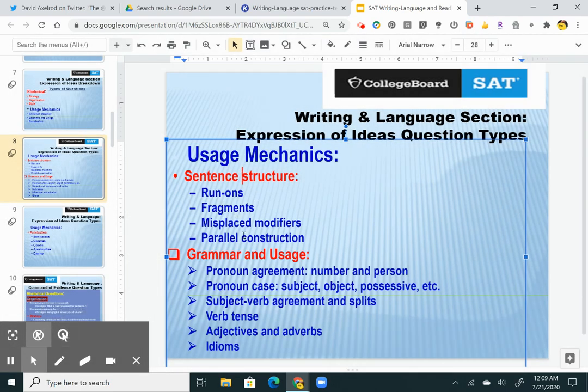Run-on, fragments, misplaced modifiers, parallel construction. We'll look at some examples of what those mean. Pronoun agreement, pronoun case, like making sure the subject and object agree with each other. Subject-verb agreement is a big one.